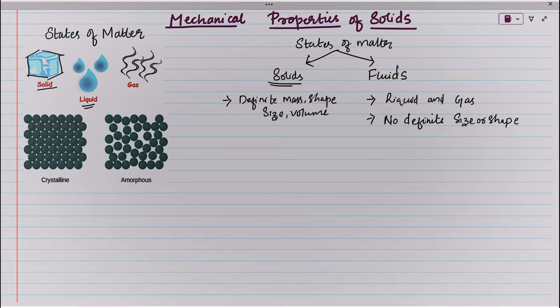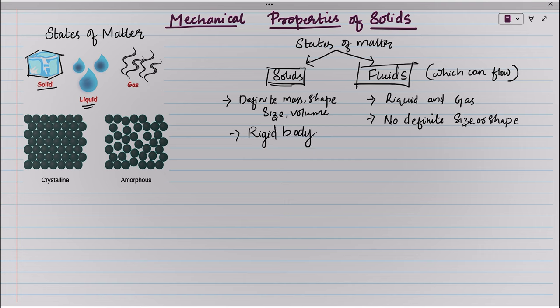And what is a fluid? A fluid is something which can flow. Thus we can say that there are two states of matter: one is solid and the other is fluids. Solid consists of definite mass, shape, size and volume. Also we call it a rigid body.